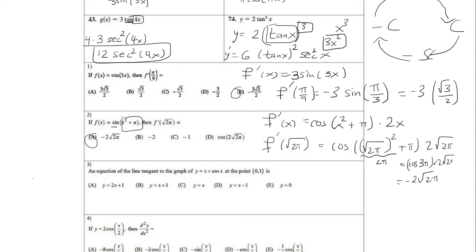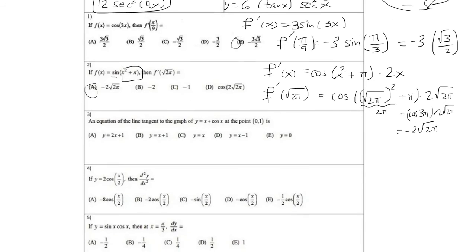Now let's move on to the next one. We have an equation of a line tangent to the graph of y equals x plus cosine x at the point (0, 1). So let's find the equation of the tangent line. For the tangent line, you need a point and a slope. The point we're given is (0, 1).